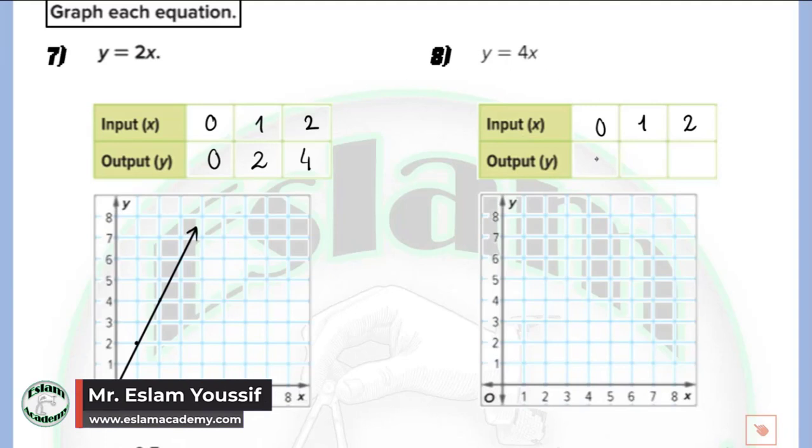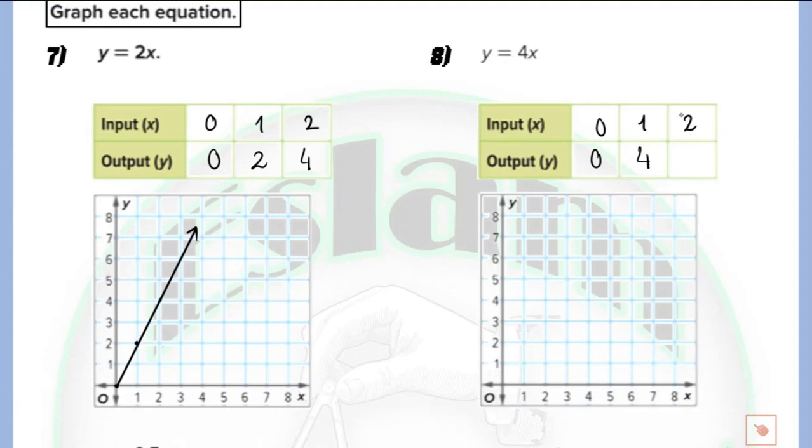4 times 0 equals 0. 4 times 1 equals 4. 4 times 2 equals 8. So the first point that we have here is 0 and 0. Now 1 and 4, by moving 1 to the right and going up 4. 2 and 8, moving to the right 2 and going up 8. Now we need to graph. After graphing you will find that the graph is represented as a line. So we have here a linear function.